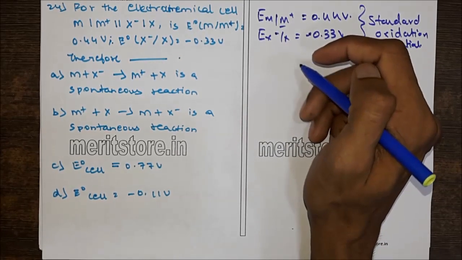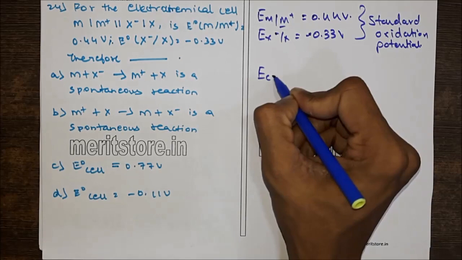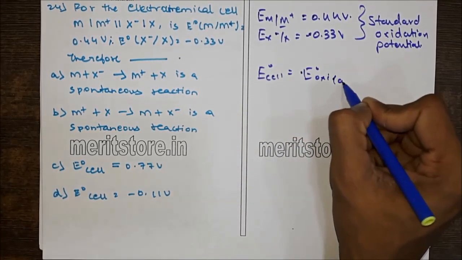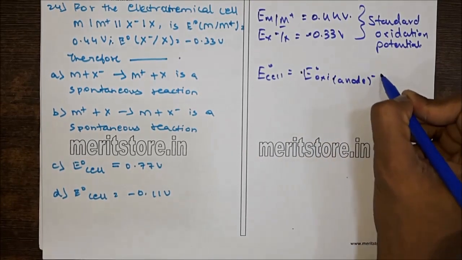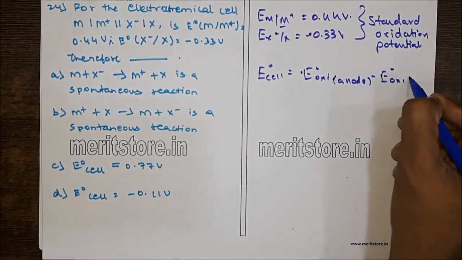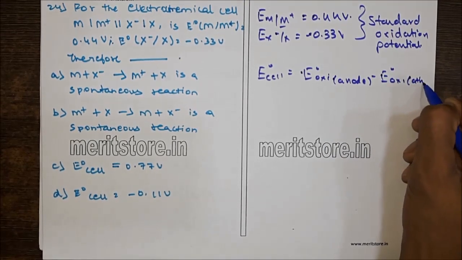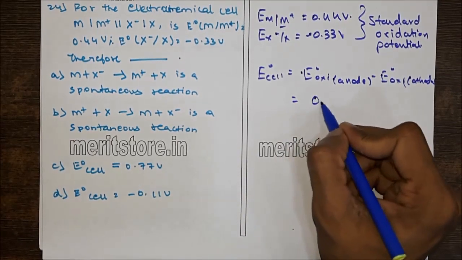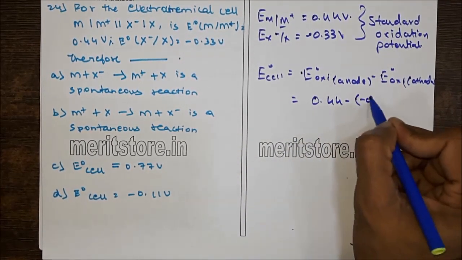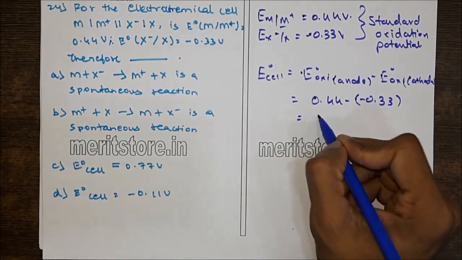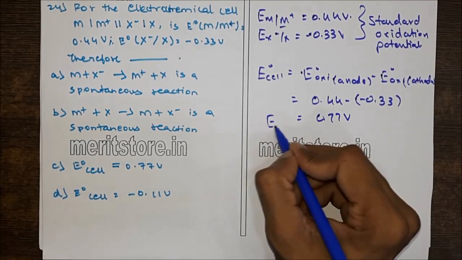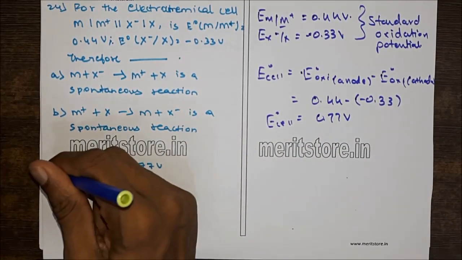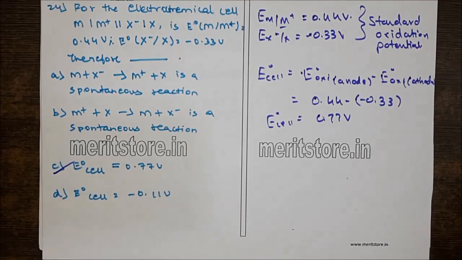So with respect to standard oxidation potential, we have E cell equal to E oxy at anode minus E oxy at cathode. Substituting the values, we have 0.44 minus 0.33. Solving this, we get 0.77 volt. That is E cell, which is our answer, and it matches option C. Therefore, option C is the correct answer.